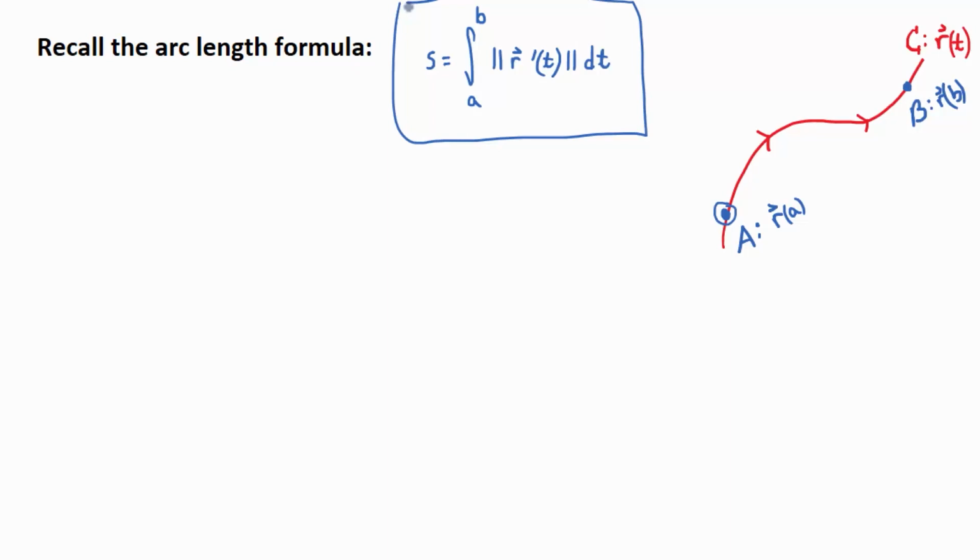Okay, so that integral gives us arc length. Now, does anybody remember another name for the magnitude of r prime of t?